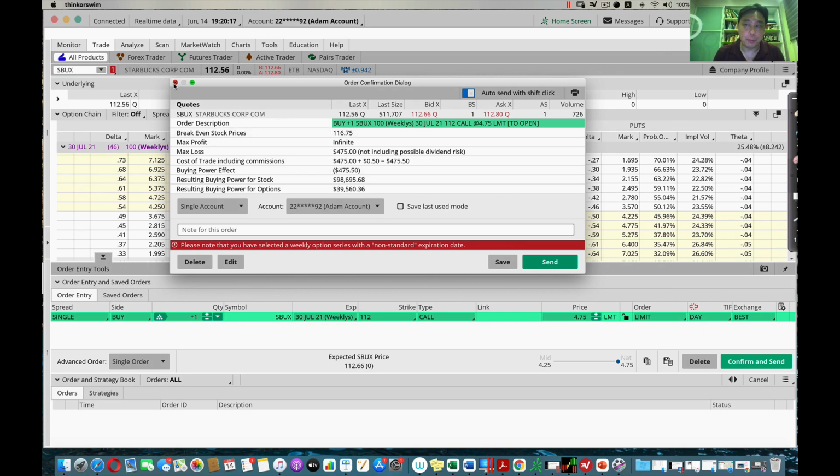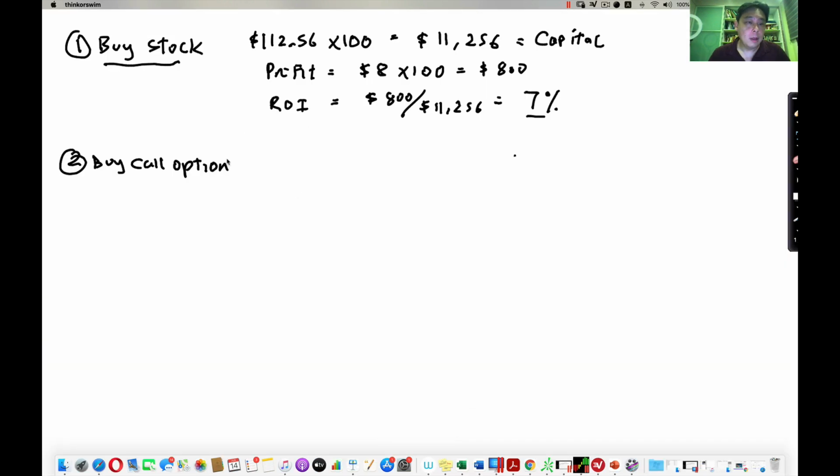So let's put that in. So to buy this call option, again, what's our cost or capital required? 475 times 100 shares.